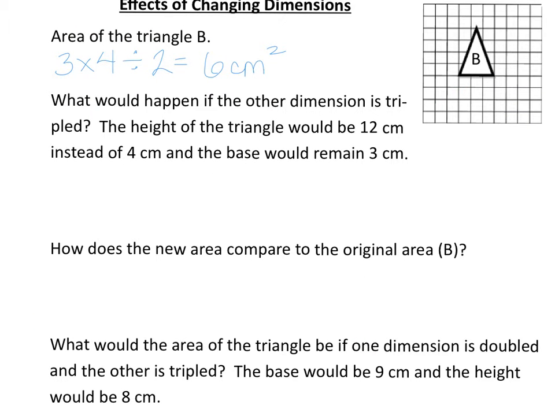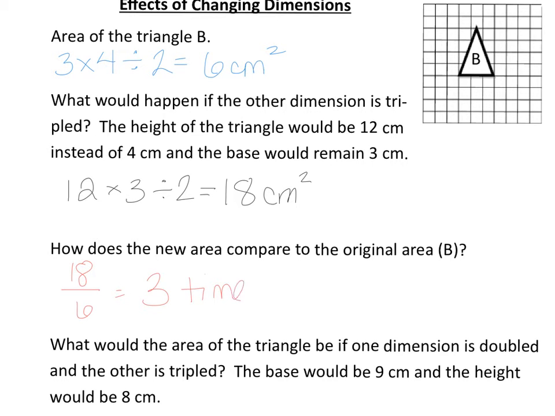Now we're asked what would happen if we tripled the other dimension, meaning the height of the triangle is 12 instead of 4, the base remains at 3. We know we still are going to have to divide by 2 because it's a triangle, and we end up with 18 centimeters squared as our area. So when we compare the new area to the original area, we get that it's 3 times as big.